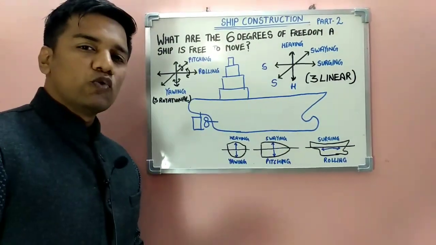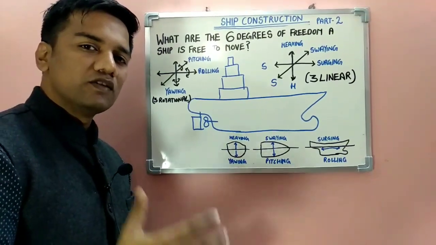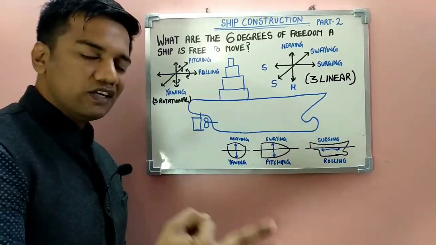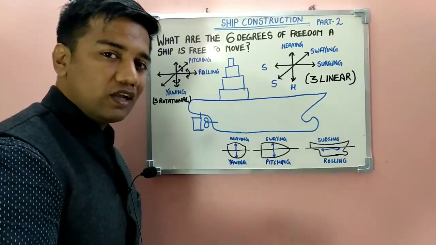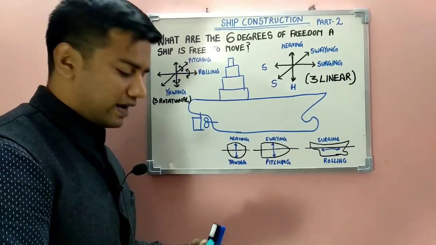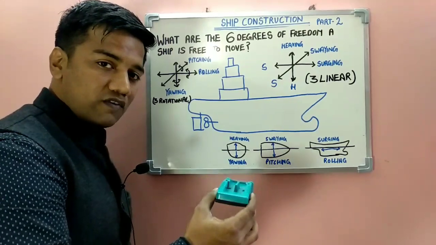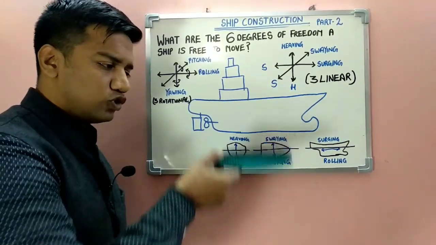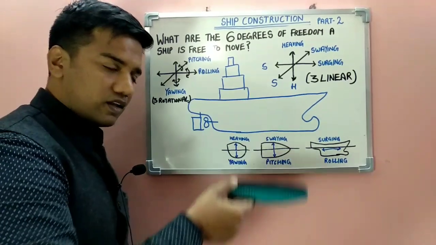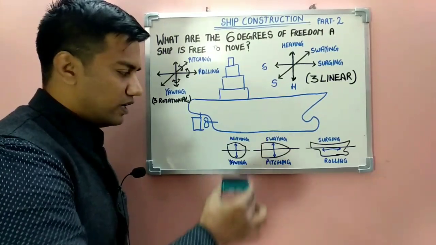So the next important question is, what are the 6 degrees of freedom in which a ship is free to move? The 6 degrees of freedom are as follows: 3 linear and 3 rotational. The 3 linear are as follows. The first and foremost is heaving. Considering this as the ship, as you can see in the figure over here, this motion is called heaving.